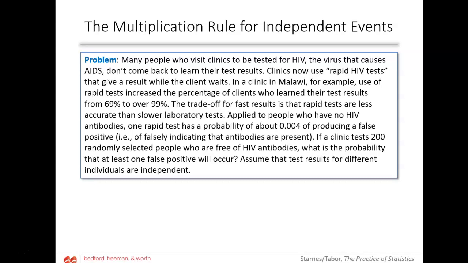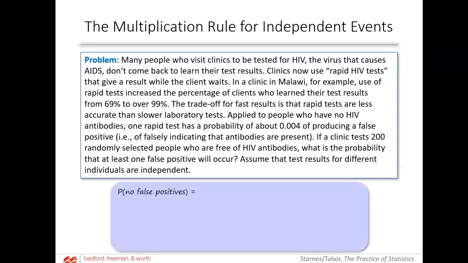Applied to people who have no HIV antibodies, one rapid test has a probability of about 0.004 of getting a false positive. So saying that someone is HIV positive even though they're not. If a clinic tests 200 randomly selected people who are free of HIV antibodies, what's the probability that at least one false positive will occur? Assume that the test results for different individuals are independent.